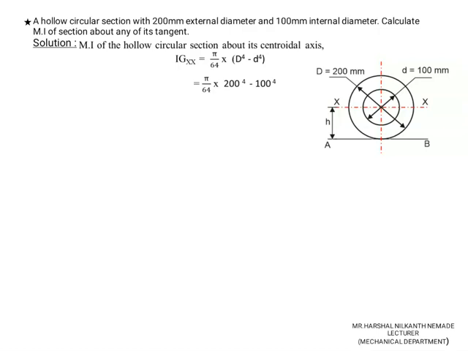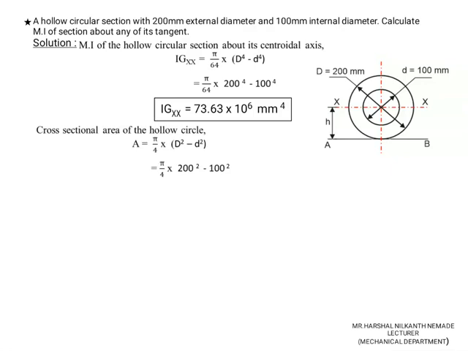IGXX is equal to pi divided by 64 multiplied by capital D raised to 4 minus small d raised to 4. Substituting the values of external diameter and internal diameter in the formula, I get IGXX is equal to 73.63 multiplied by 10 raised to 6 mm raised to 4.